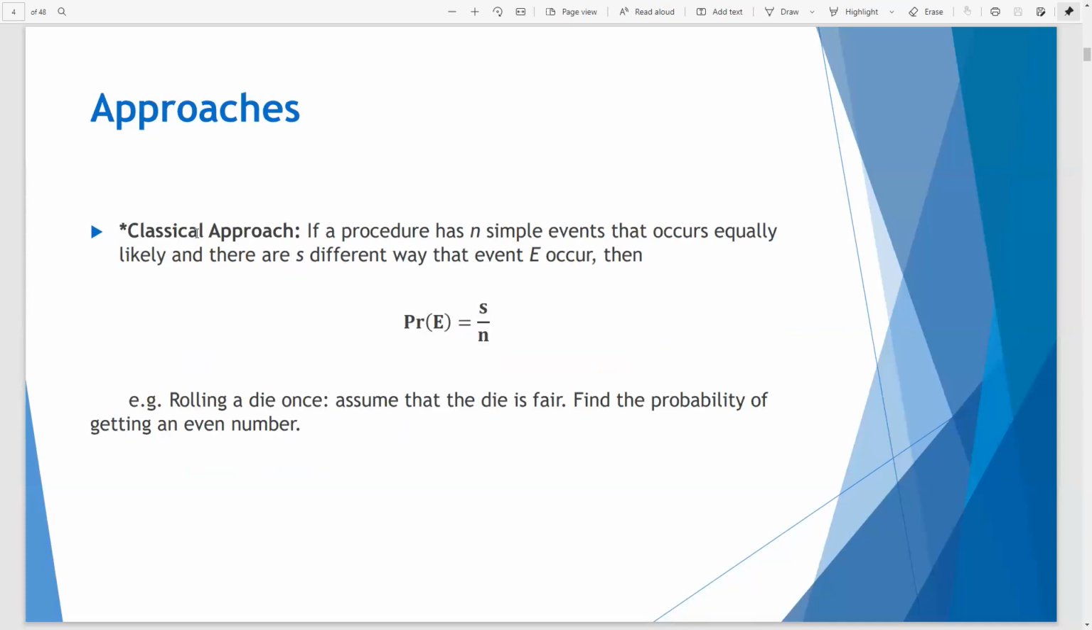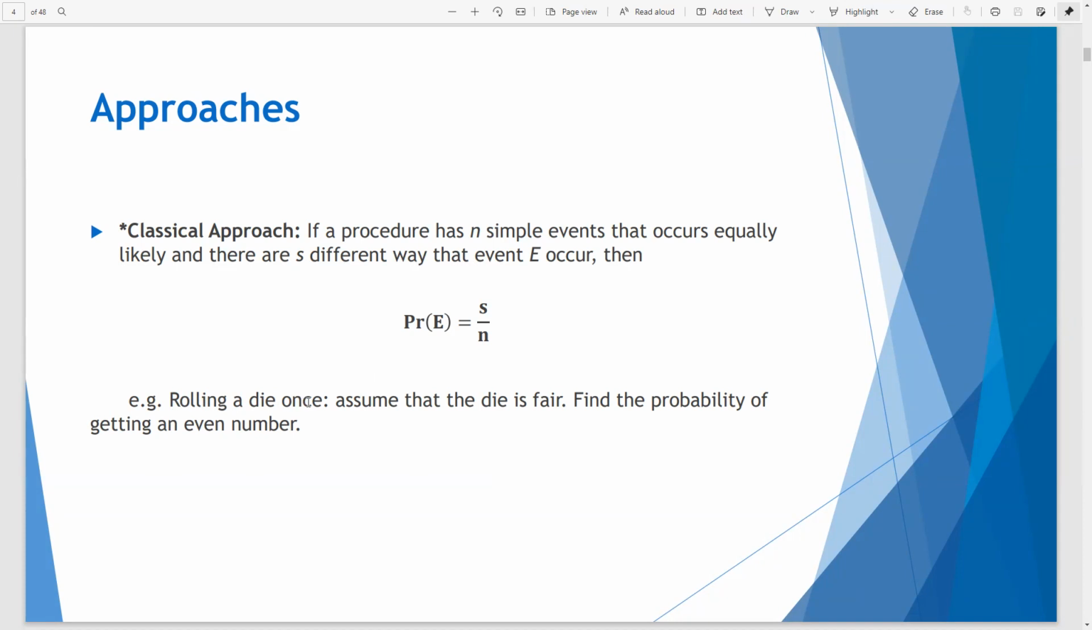Right. The approach we're going to use simply will be the classical approach. If a procedure has n simple events that occur equally likely, and there are s different ways that event E can occur, then the probability of E equals s over n. When we deal with this example, that'll be easier to see, right?